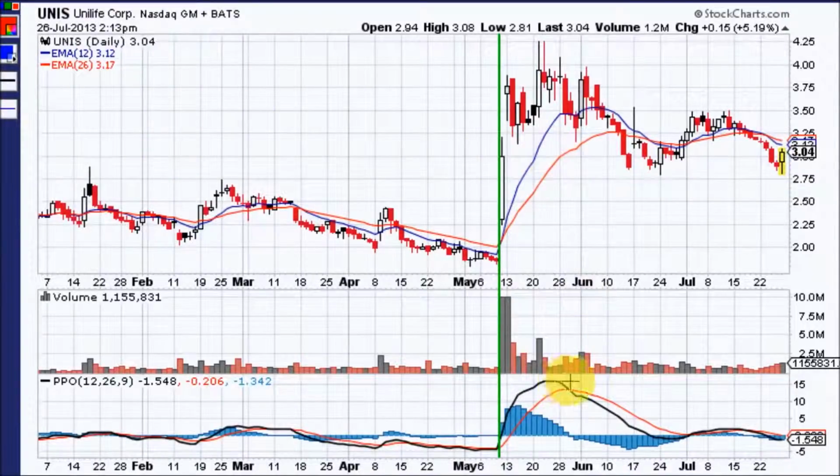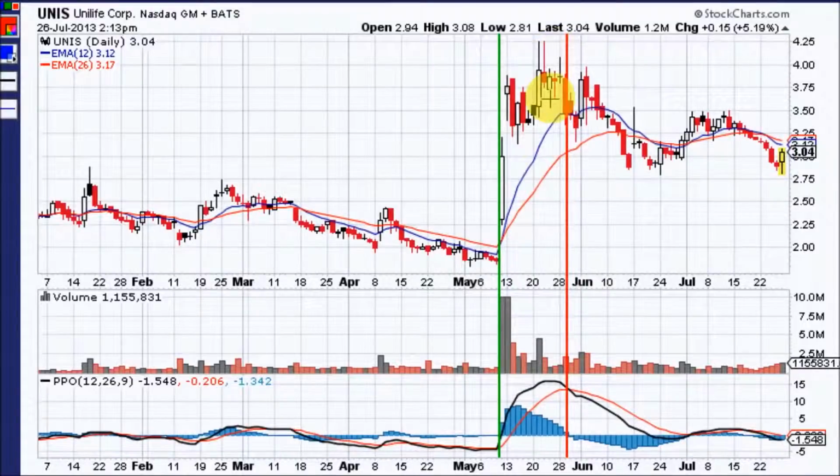Okay, the first one comes right here. Right about here when the PPO is above the signal line and crosses down through it. At the same time, the histogram gave early warning. These blue bars were down ticking while the stock was going up. That is a bearish divergence.